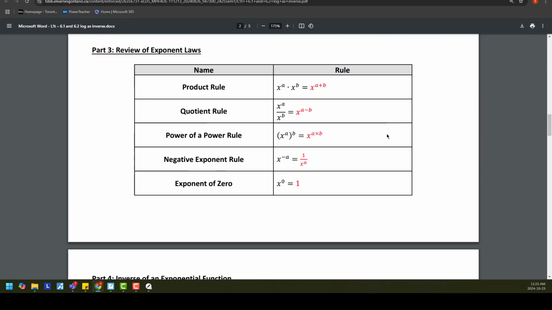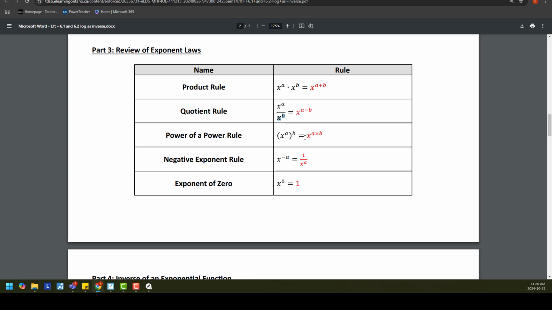Oh, and review of exponent laws. This is from grade 10 or 11. Product rule. So if you have 2 terms with the same base value, that's important, you add the exponents if they're multiplying. So if you're multiplying 2 terms with the same base value, you add the exponents. So product rule, x to the power of a plus b. Quotient rule, same thing, except in this case you're dividing. So you subtract the exponents, the exponent from the numerator minus the exponent from the denominator. Remember, this only works if your base values are the same.